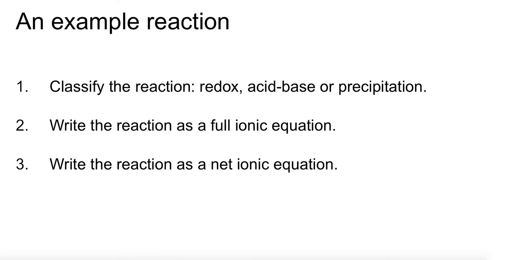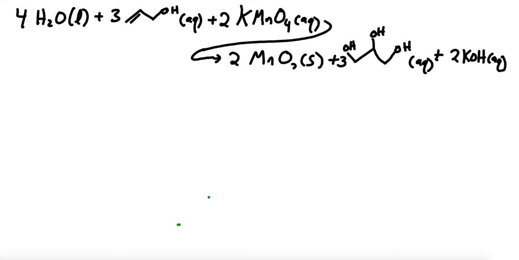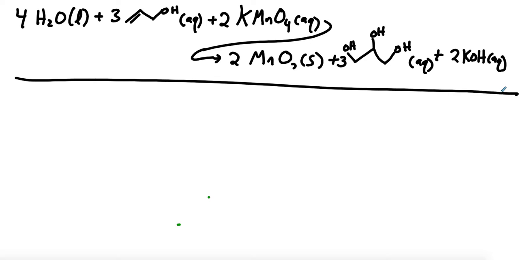Let's break this down into ions and see if we can make a full ionic equation and a net ionic equation. So let's do this step next. All right, let's write this out as a full ionic equation. Anything that separates into separate cations and anions in solution, we have to write out separately. Water does not, so we just write 4 waters.